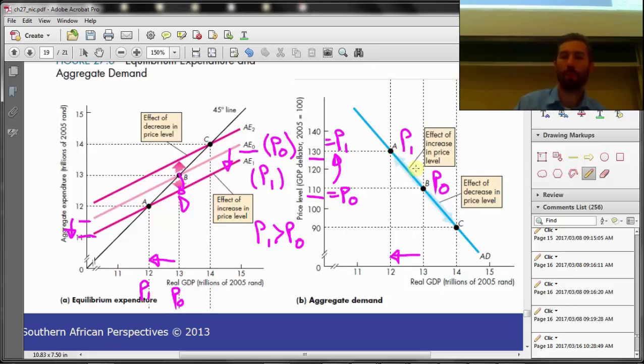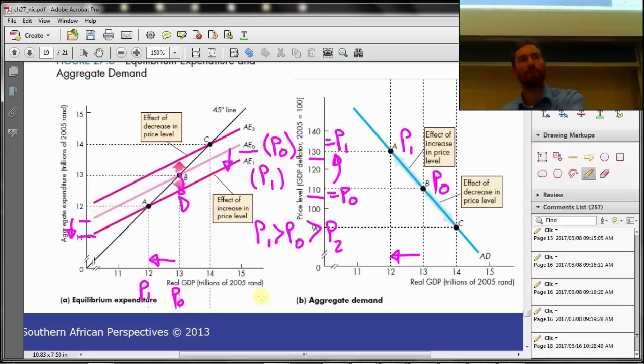So we move from a point like point B to point A. The other side of the coin is simply the reverse of what we discussed. What happens if the price level changes in such a way that the price level decreases? So let's consider a point like P2, and we say that P2 is less than P0. When the price level decreases, what happens to the real value of our wealth? The real value of our wealth increases.